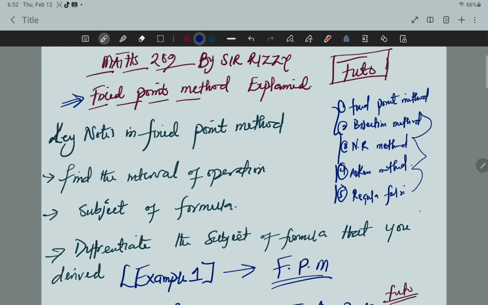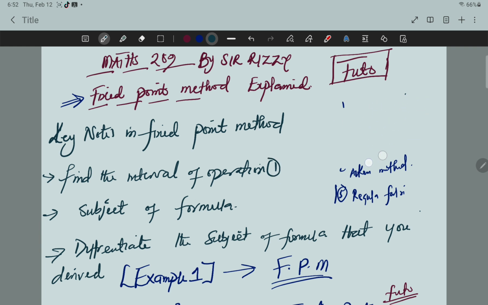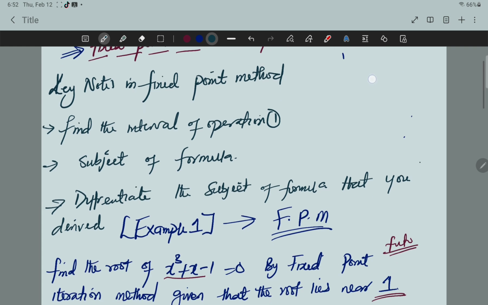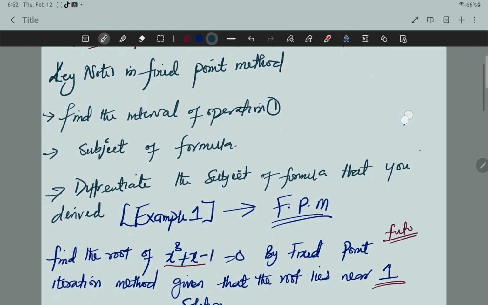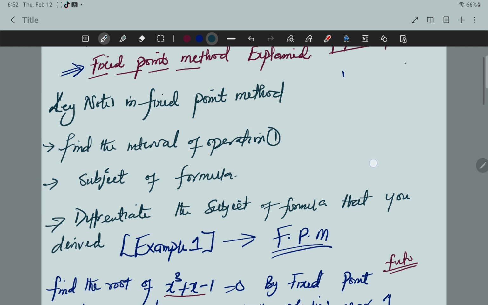Now, all these methods have their own peculiarity. So today we are treating the fixed point method. And what are the key notes for us to observe in the fixed point method? Number one, we must be able to find the interval of operation of the equation.